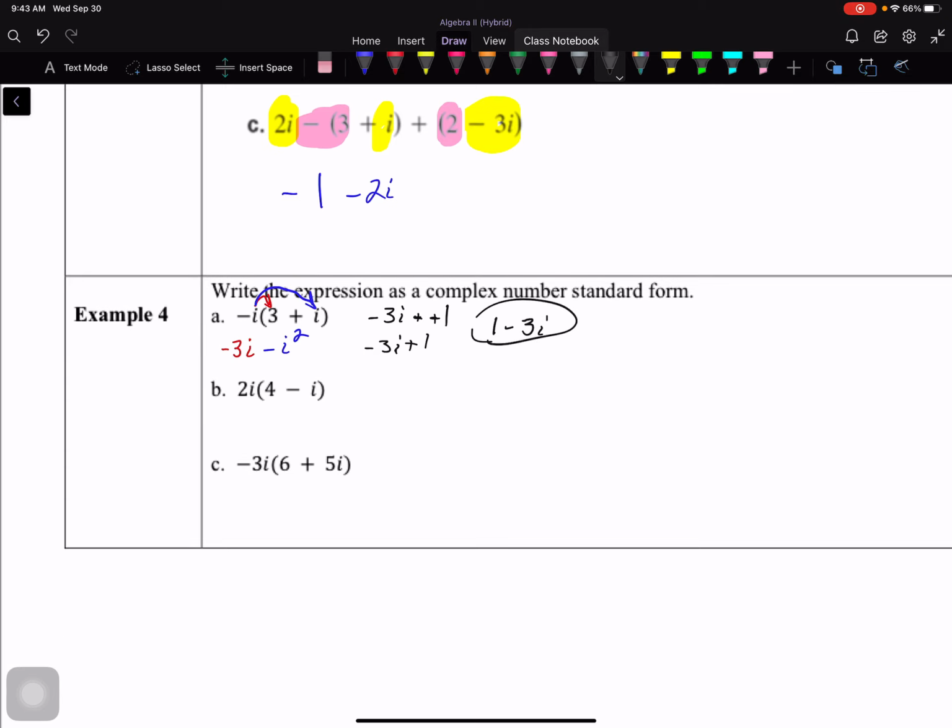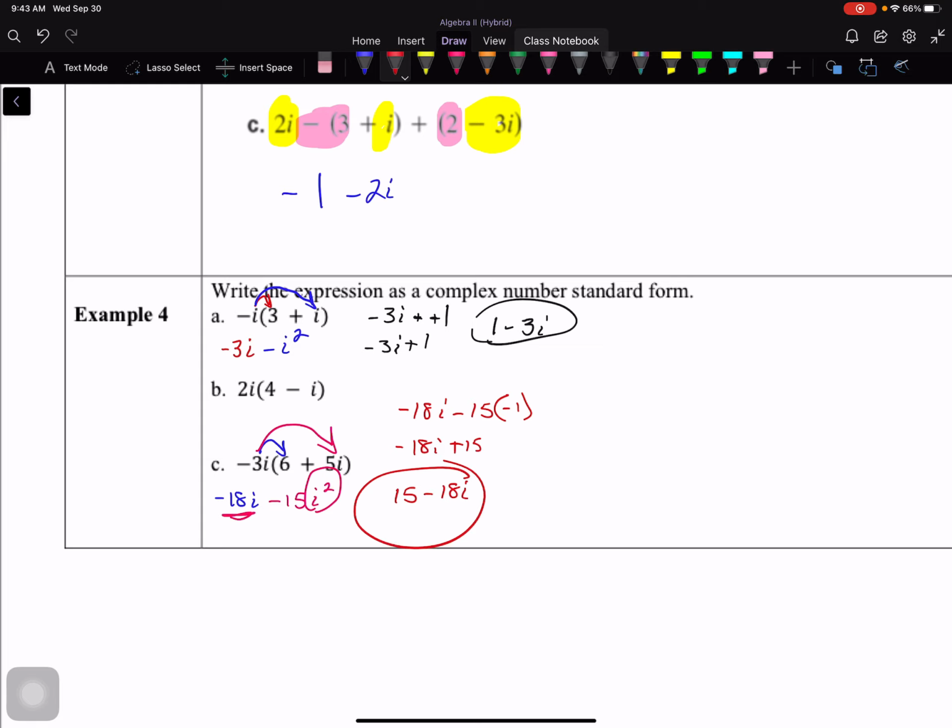Okay, I'll do one more of these here. I'll jump down to the bottom example. So distribute. So we get -18i. Distribute here. We'll have a minus 15i squared. Again, right here, no issue. This is the part you have to change. So -18i minus 15 times i squared is -1. -18i plus 15. And then just put the real part first. 15 minus 18i. Boom.